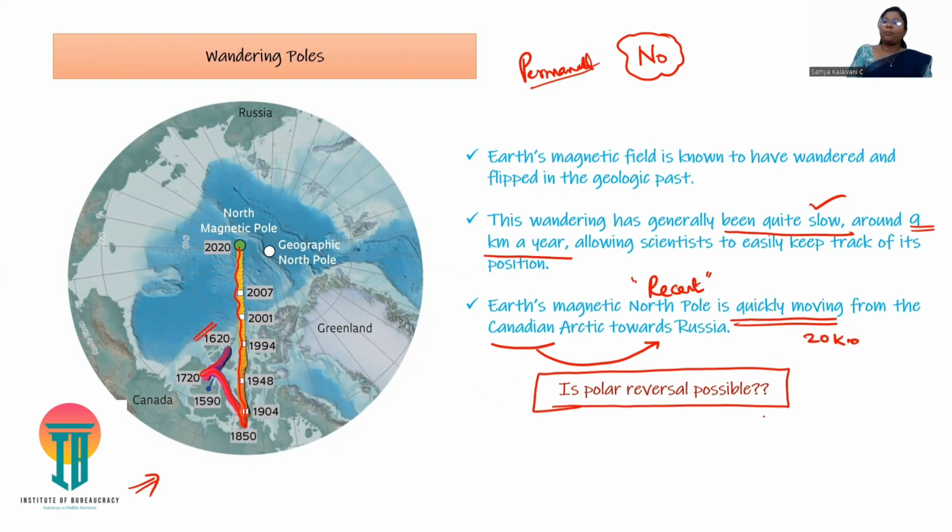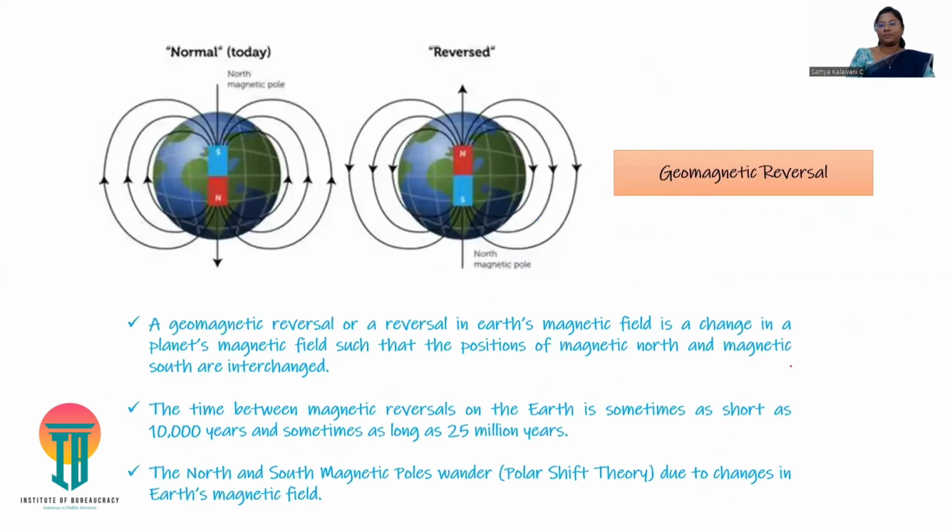Okay, so is polar reversal possible? That is, the present day magnetic north pole and the present day magnetic south pole, will they be able to swap their places? That is what is called polar reversal. Is it possible? Is it so? Yes. This is known as geomagnetic reversal. Today we have the magnetic north pole near the Canada coast or much closer to the northern hemisphere, and this is the opposite. This is where the geomagnetic south pole occurs.